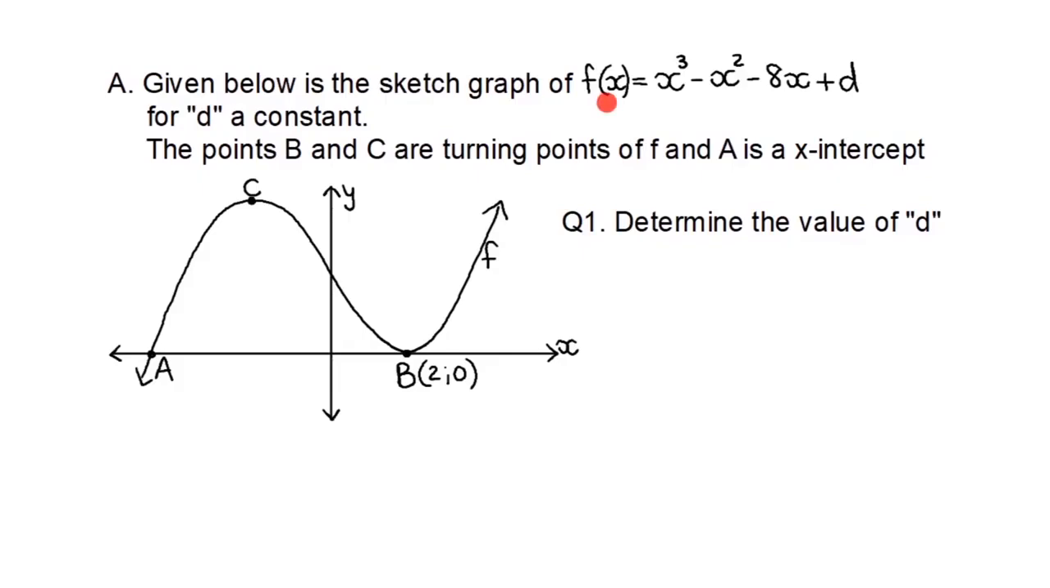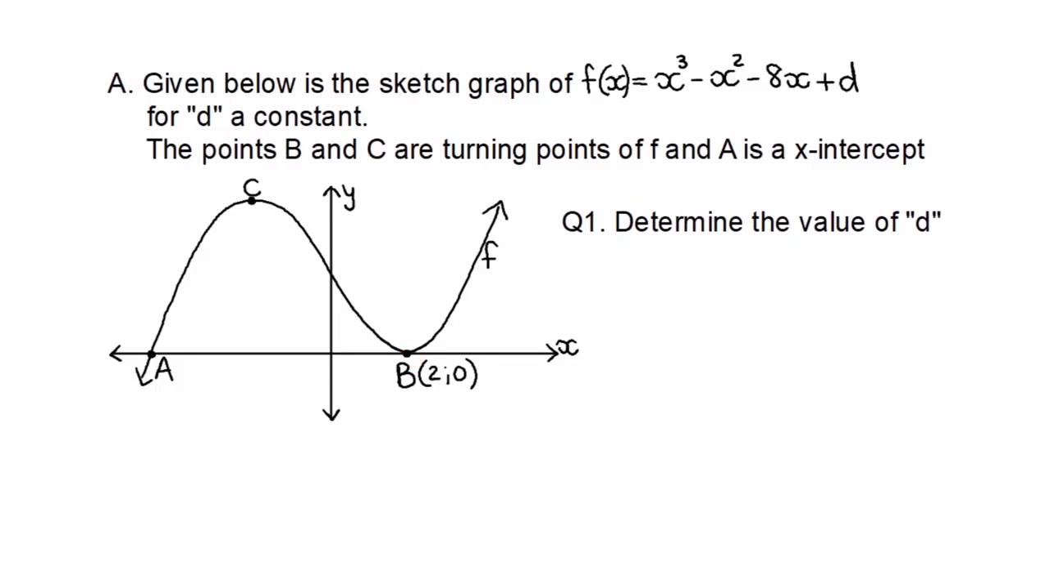Let's look at a first example. In this example, they say, given below is this sketch, and they give me f of x equal to x cubed minus x squared minus 8x plus d. They say d is a constant, and the question is, determine this value of d. They also mention that B and C are the turning points, as I can see on the sketch. And point A is an x-intercept.